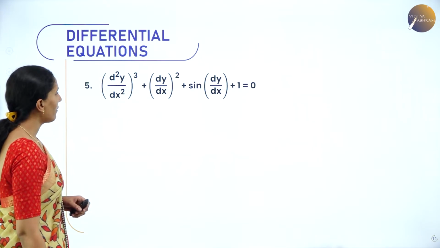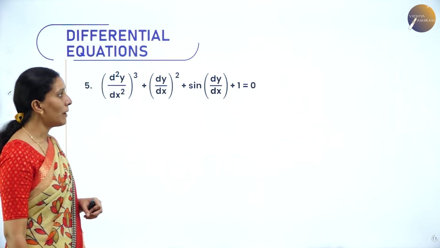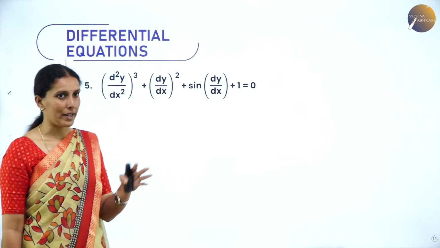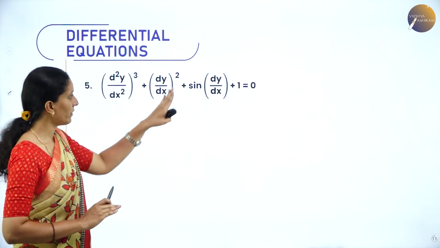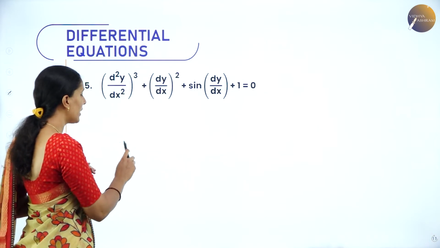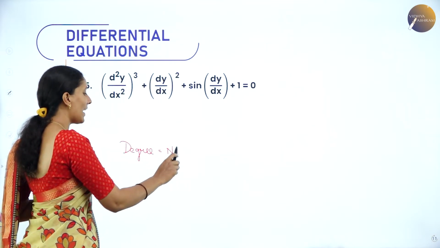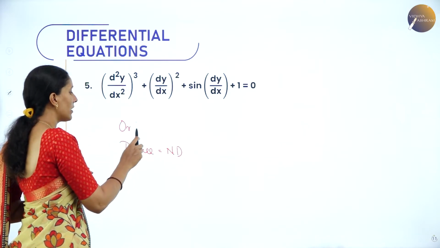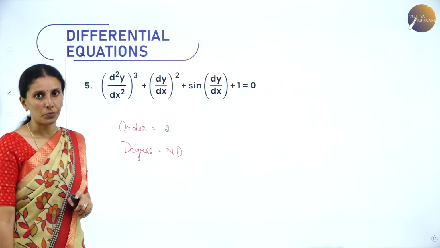Next, d square y by dx square whole cube plus dy by dx whole square plus sin dy by dx plus 1. Again here it is not expressed in terms of a polynomial equation. We have dy by dx along with sin. So therefore here the degree is not defined, but the order can be written. What is the highest order here? The highest order is the second order. So therefore the order of this differential equation is 2.